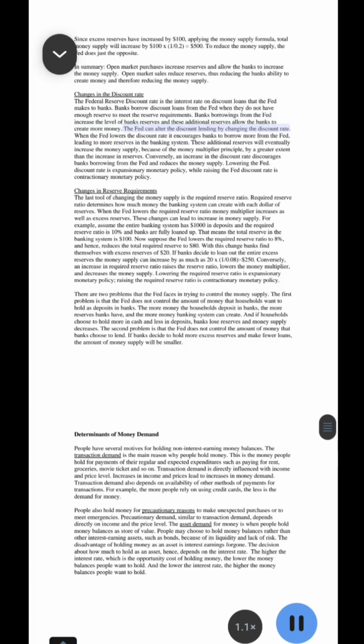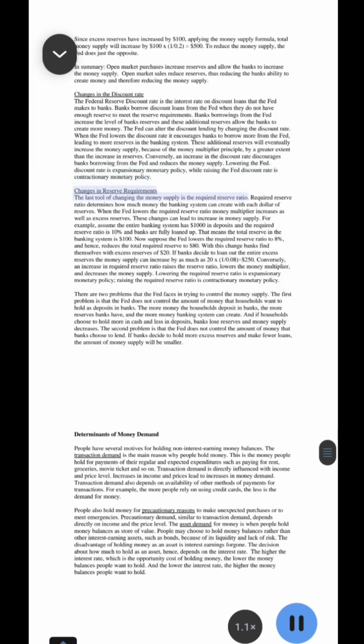The Fed can alter discount lending by changing the discount rate. When the Fed lowers the discount rate, it encourages banks to borrow more from the Fed, leading to more reserves in the banking system. These additional reserves will eventually increase the money supply, because of the money multiplier principle, to a greater extent than the increase in reserves. Conversely, an increase in the discount rate discourages banks' borrowing from the Fed and reduces the money supply. Lowering the Fed discount rate is expansionary monetary policy, while raising the Fed discount rate is contractionary monetary policy.